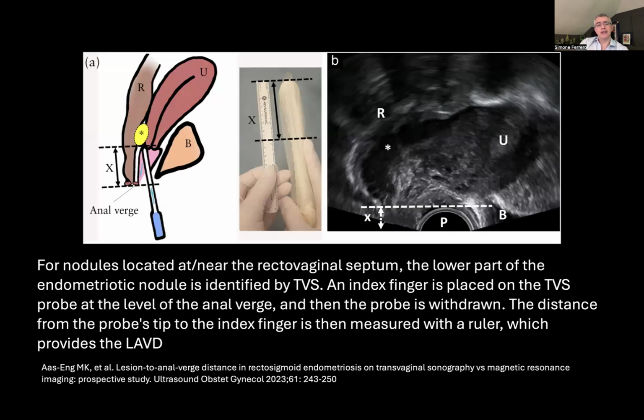For the nodules that are located approximately at the level of the rectovaginal septum, the lower part of the nodule must be identified by transvaginal ultrasonography. An index finger is placed on the transvaginal probe at the level of the anal verge, and then the probe is withdrawn, and the distance from the probe tip to the index finger is then measured using a ruler, which provides the distance between the lower part of the nodule and the anal verge.